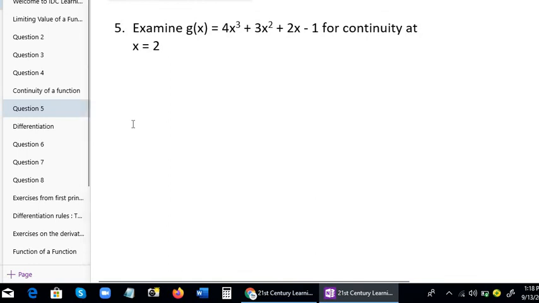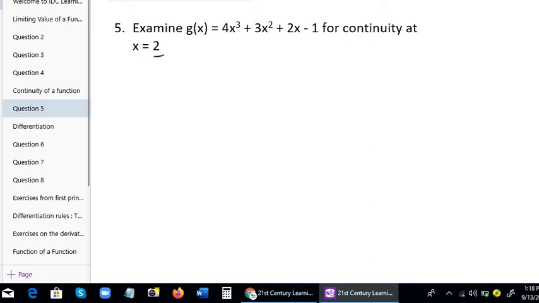The question says, let's examine g of x equals 4x cubed plus 3x squared plus 2x minus 1 for continuity at x equals 2.